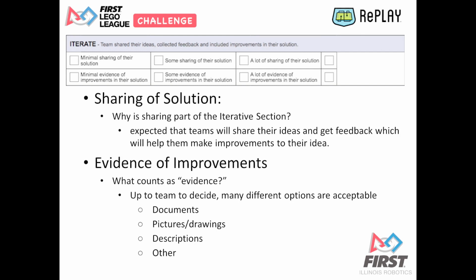Regarding how much evidence the team provides regarding improvements of their solution, remember there's a wide range of options for what constitutes evidence, and one type of evidence is not inherently better than another. What matters is the team's ability to convey the information to judges.